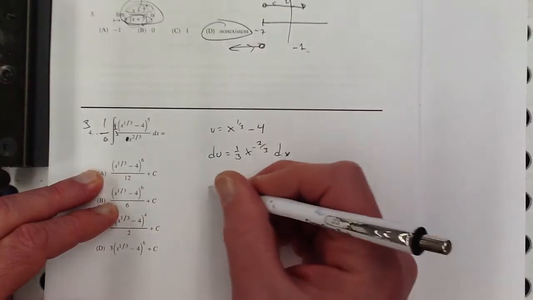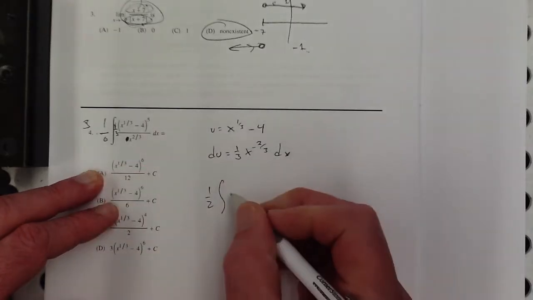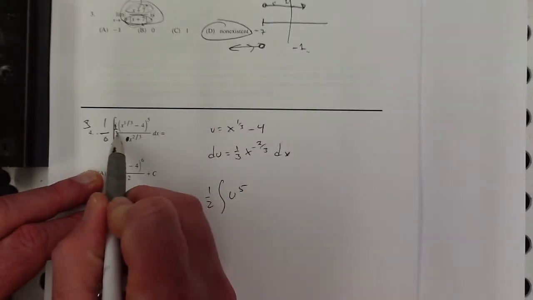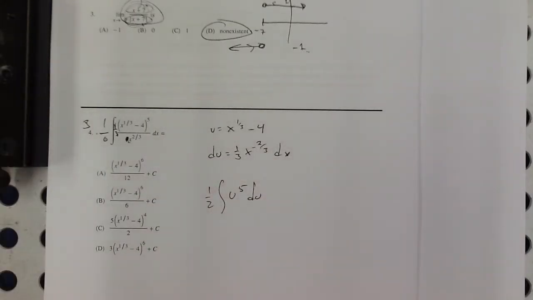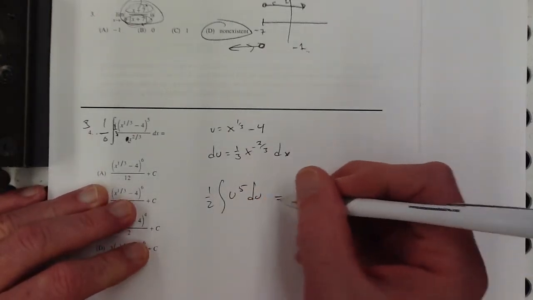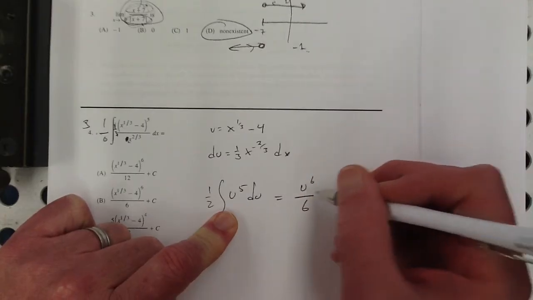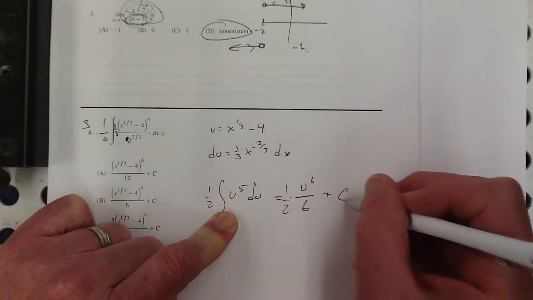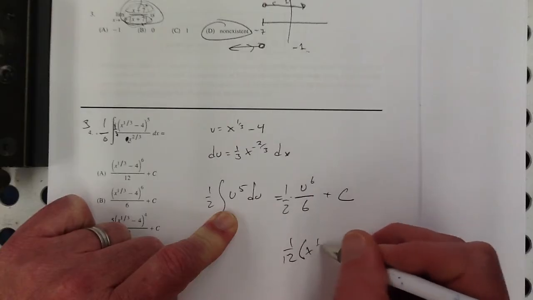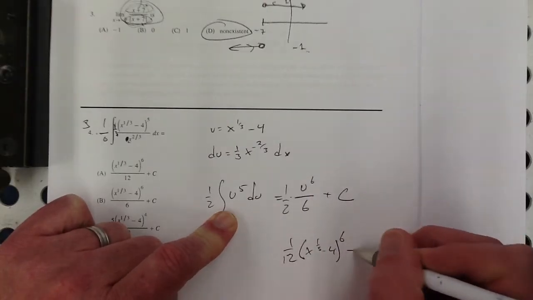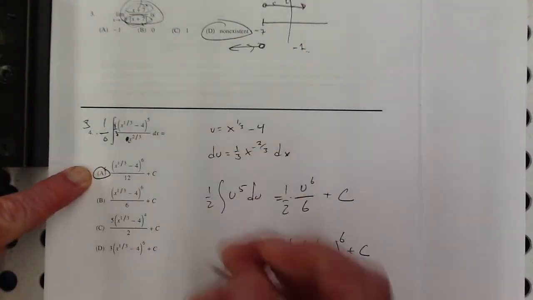So now I got a 3 and a 1/6 there. And then my inside turns into u to the 5th. And then everything else, 1/3, x to the 2/3 on the bottom, and the dx, everything else just turns into du. And that's how you clean that thing up. And the antiderivative of u to the 5th is u to the 6th over 6. And then I got my 1/2 there, plus c. So it should be 1/12 times that original (x to the 1/3 minus 4) to the 6th plus c. That looks like answer choice A.